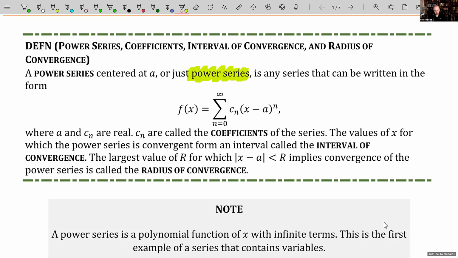So a power series centered at a, or in other words, just a power series, is any series that can be written in the form summation n equals, let's just say 0. It doesn't actually have to start at 0, but let's just pretend. Summation 0 to infinity, so it's an infinite series, of c sub n times x minus a to the nth power. Now, a few things that I need to note here, because this will look terrible to you if you're seeing it for the first time.